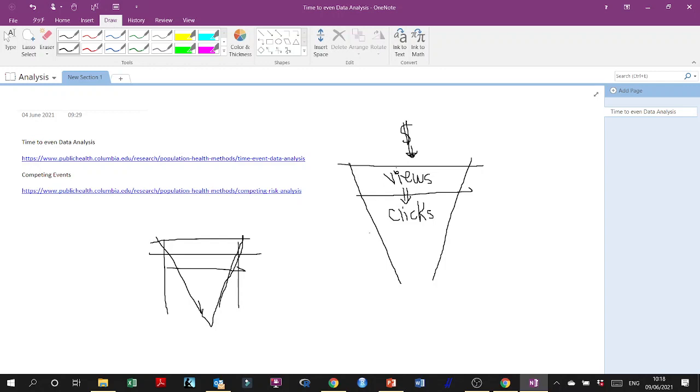So then clicks over here, this ratio of clicks over views or impressions, I'm just going to put it as V for now, for faster. This is the CTR, which is the click-through rate. It's a rate, it's a ratio, yeah? So this will be clicks over views, yeah?